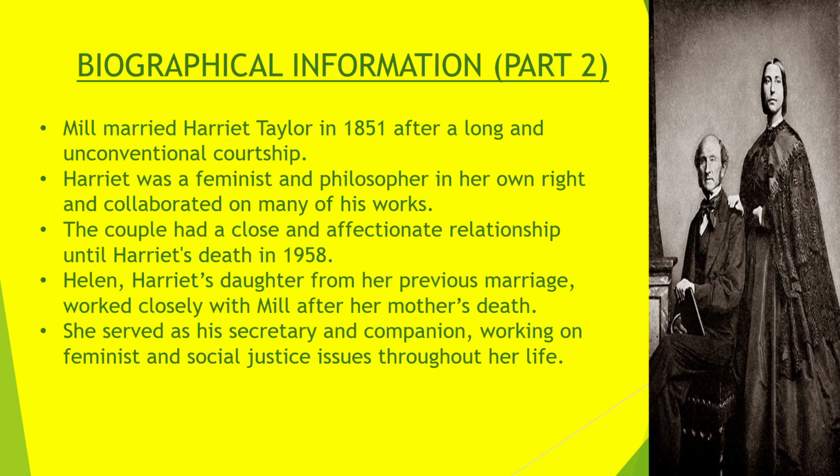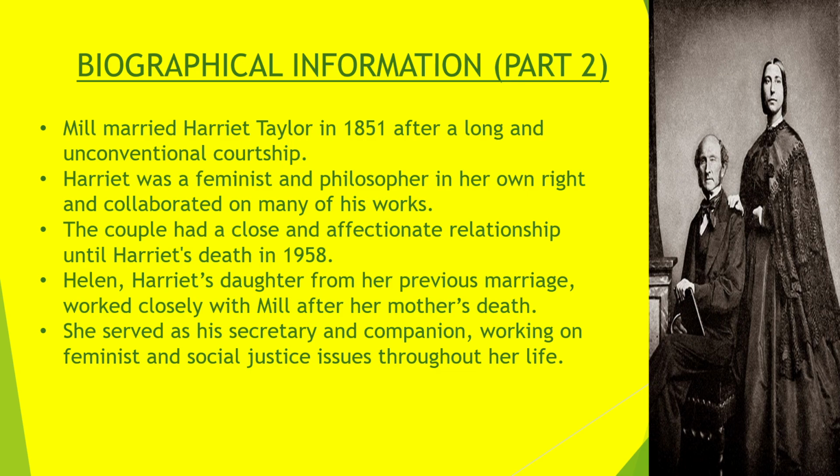Now, Mill ended up getting married to Harriet Taylor in 1851, and it was a long and very unconventional courtship. I think they waited 2 years after her previous husband died, and I think there was even some controversy over the fact that they may have been talking while she was married to her previous husband. I think his name was John.